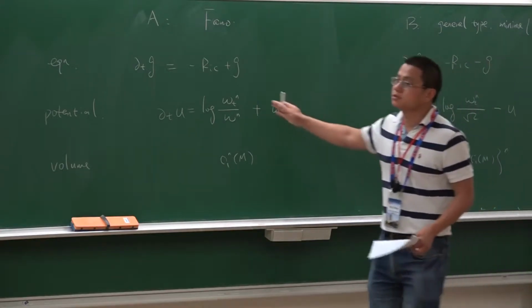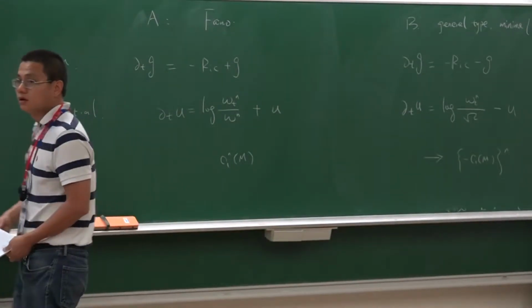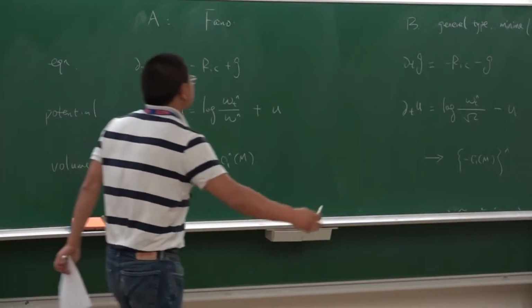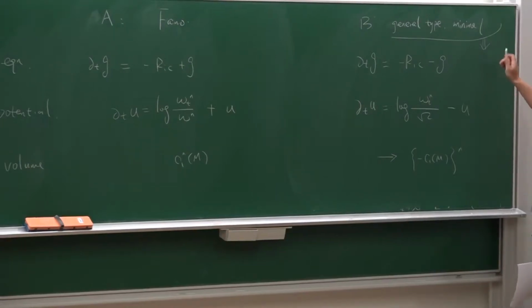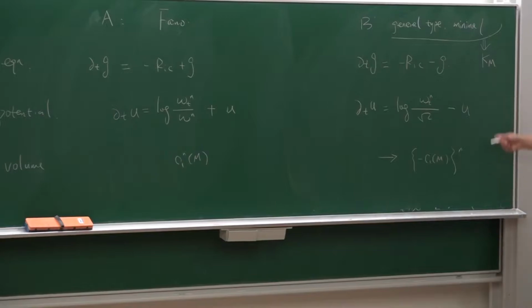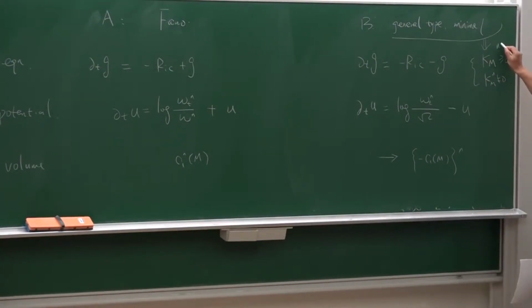So in many cases, these two pictures are dual to each other. This minimal general type can be understood in this way. You consider the canonical line bundle K_M. So here general type minimal means K_M^n is not equal to 0, and K_M is nef, numerically effective. That's the meaning of minimal. General type is K_M^n not 0.